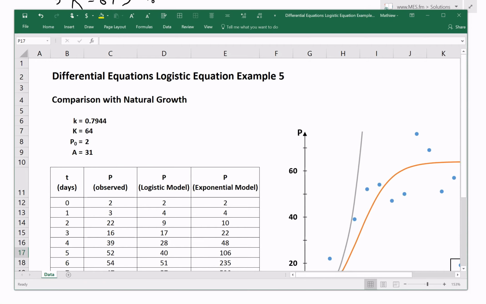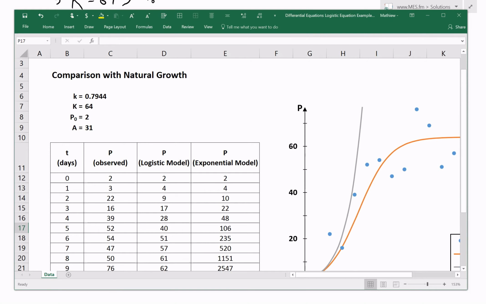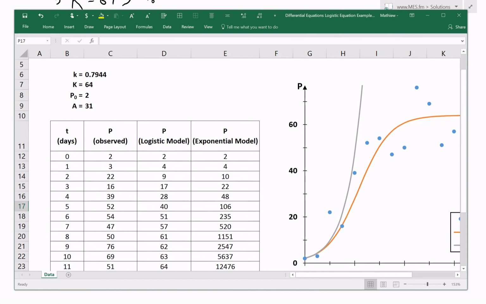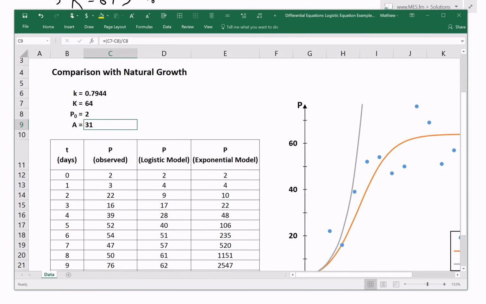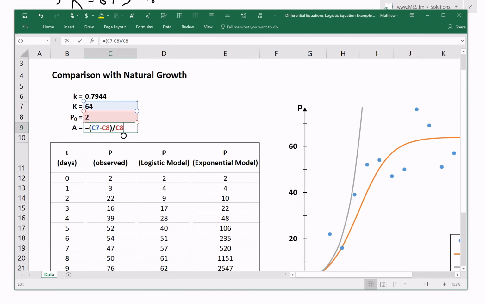So basically this is a comparison with the natural growth. The k value, lowercase k, is 0.7944, the capital K carrying capacity is 64, and P0, the initial population, is 2. The A value is 31. That's just the calculation there. As you can see, it is simply the carrying capacity minus the initial population, divided by the initial population.